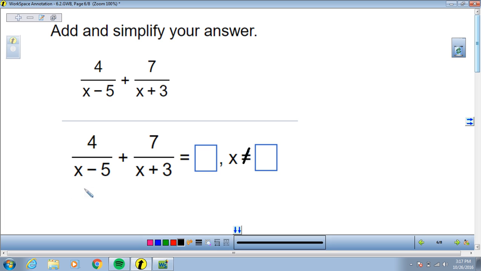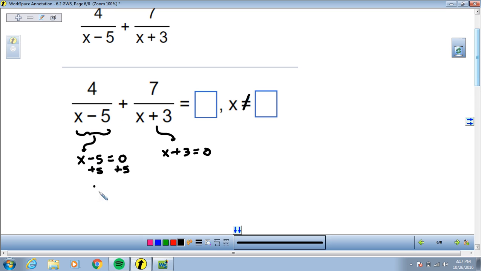So how do we find that? Very simple. We just have to set this denominator equal to 0 and solve for x. Set this other denominator equal to 0 and solve for x. So if I solve for x, I have to add the 5 to both sides. So what do we get? That x is equal to 5. So that means that the number 5 cannot be substituted into this fraction.